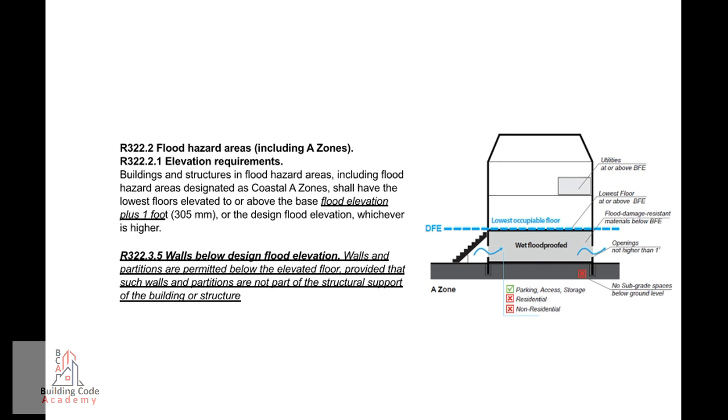R322.3.5 Walls below design flood elevation. Walls and partitions are permitted below the elevated floor, provided that such walls and partitions are not part of the structural support of the building or structure.